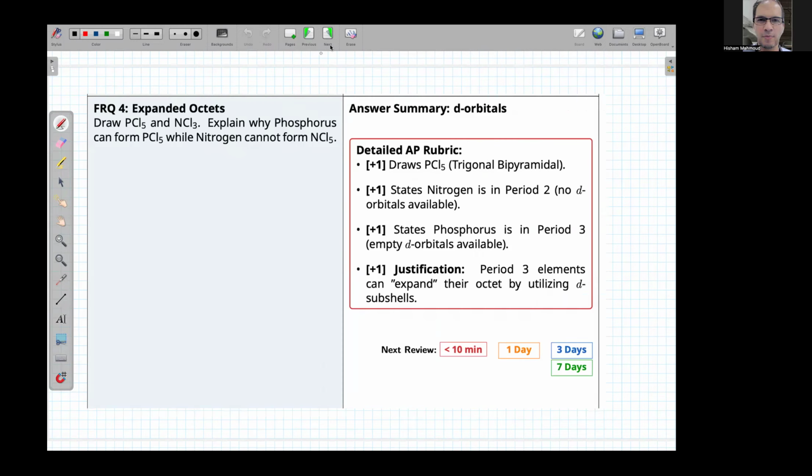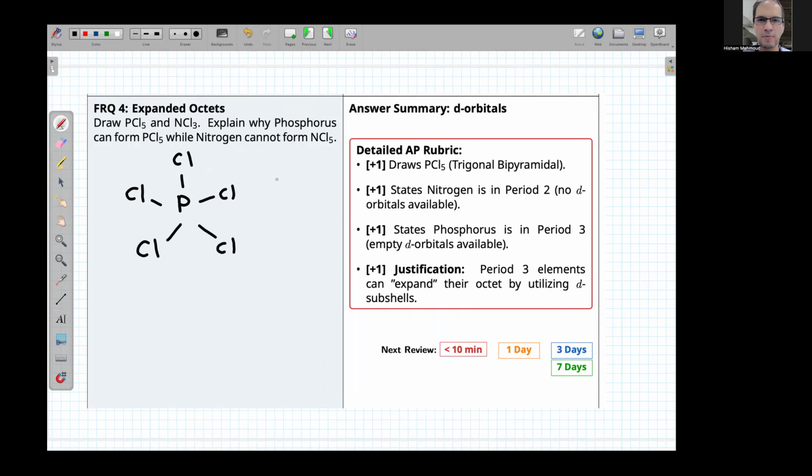So FRQ number 4 is asking us to draw PCl5 and NCl3, then explain why phosphorus can form PCl5, but nitrogen cannot form NCl5. This is all about the expanded octet concept. So first, let's draw PCl5. Phosphorus is central with 5 chlorines around it, 1, 2, 3, 4, 5 chlorines.